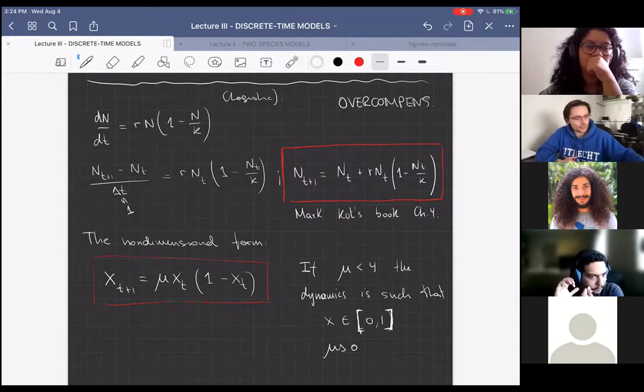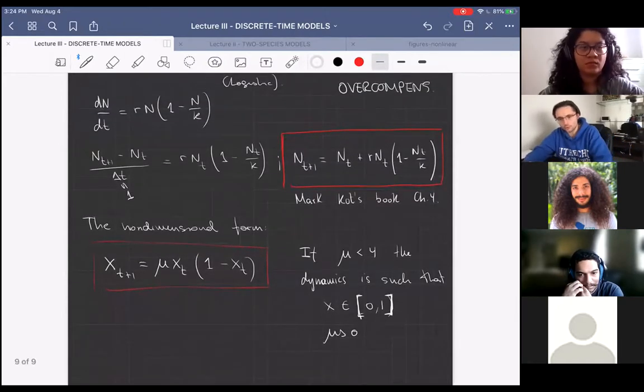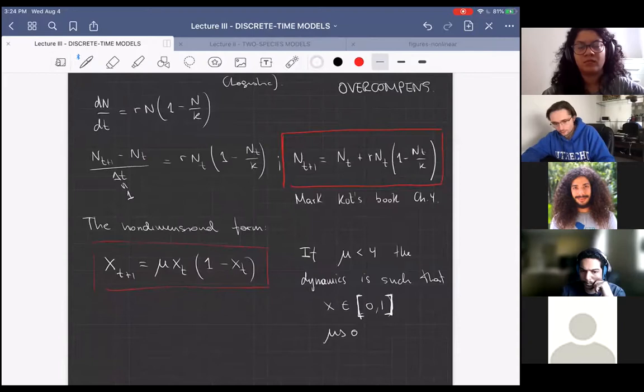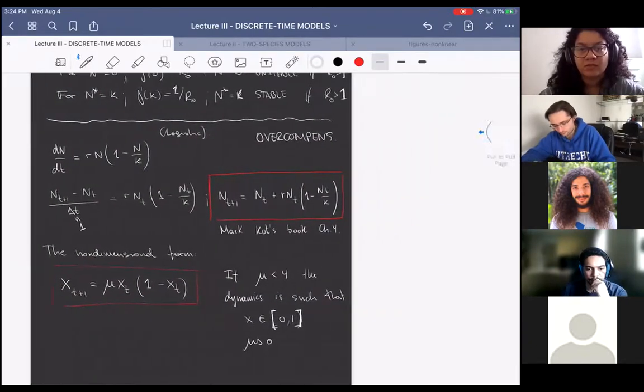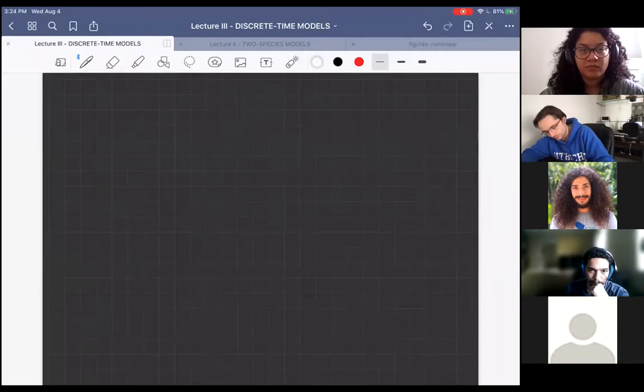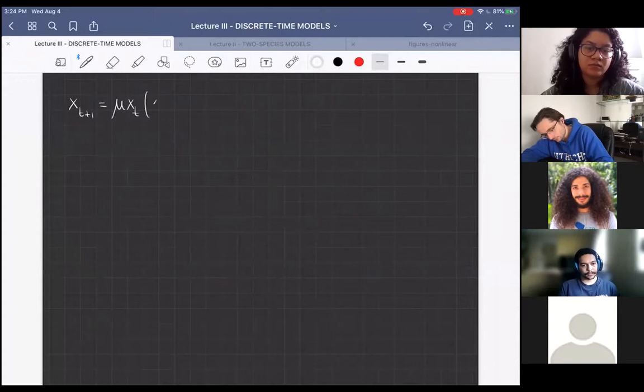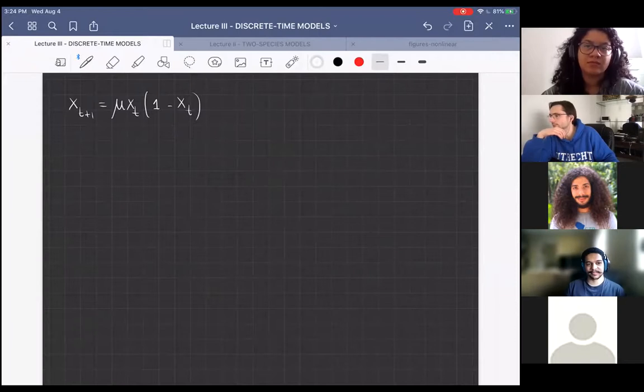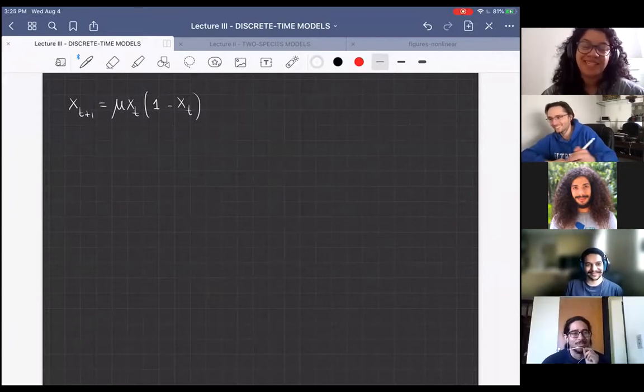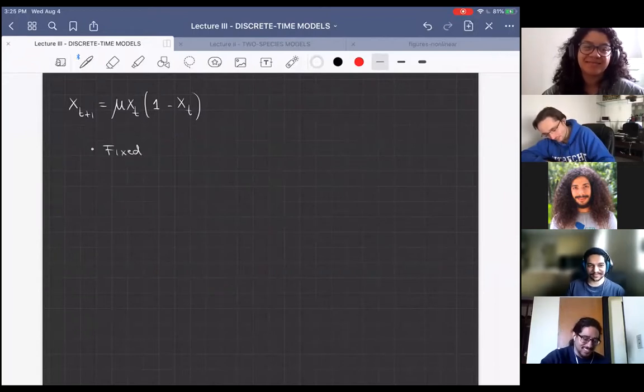So what can we do to this equation now? What do you guys want to do first? No one wants to calculate the fixed points? Okay, fixed points. So what are the fixed points of this model?